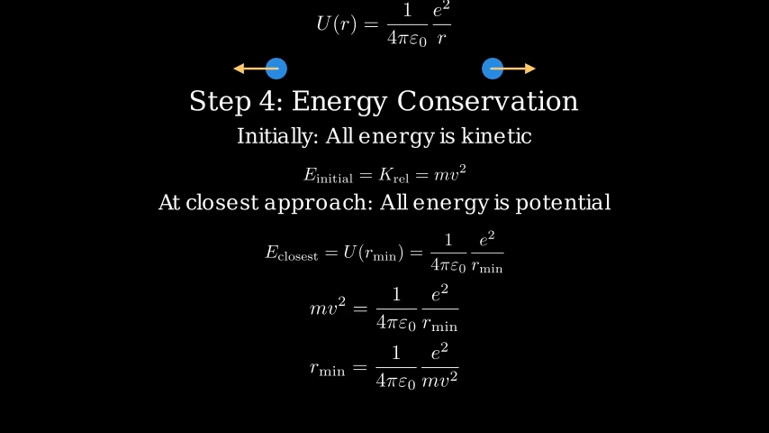Plugging these values into our equation, r minimum equals 8.99 times 10 to the 9 times the square of 1.602 times 10 to the negative 19 divided by 9.109 times 10 to the negative 31 times the square of 10 to the 3. Computing this, we get r minimum approximately equals 2.53 times 10 to the negative 4 meters, or about 0.25 millimeters.